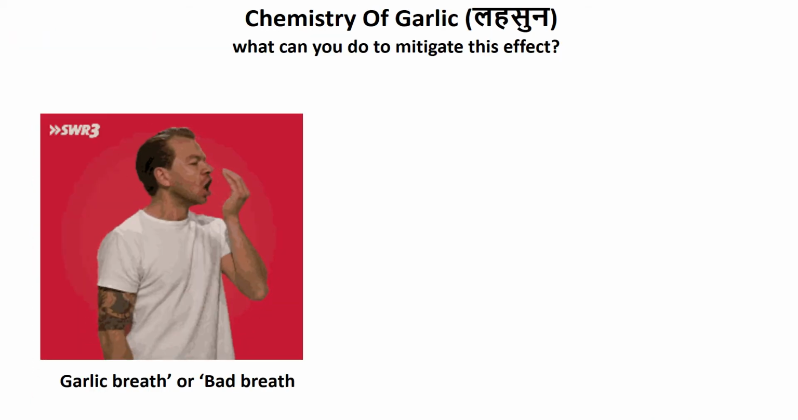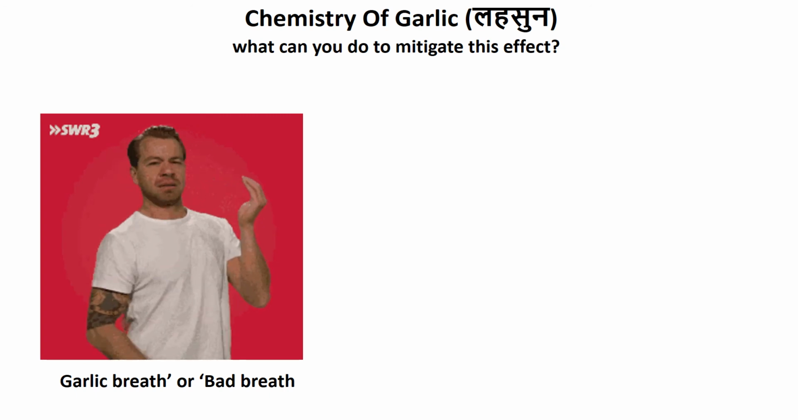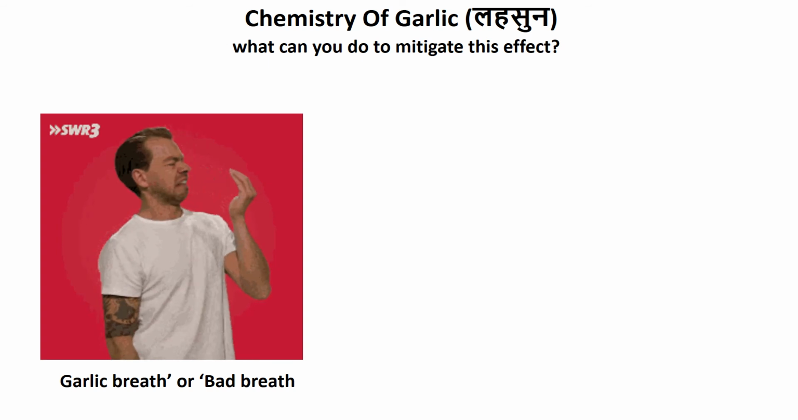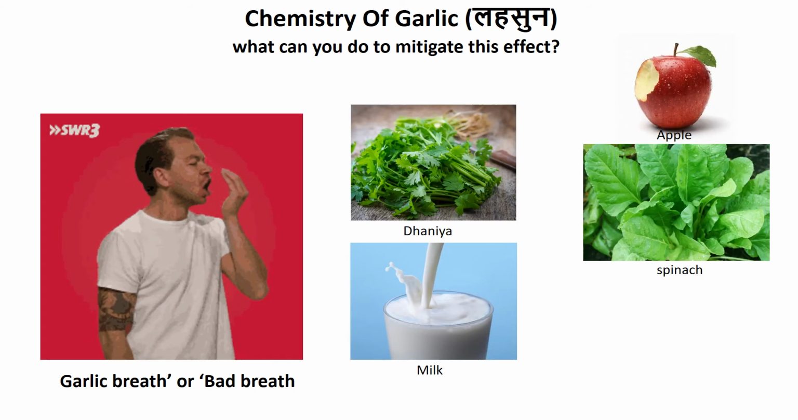So, what can you do to mitigate this effect? Some research has been carried out in the area, and a number of foods have been discovered to mildly reduce garlic breath. By consuming food containing dhania, milk, apple, spinach, and mint.